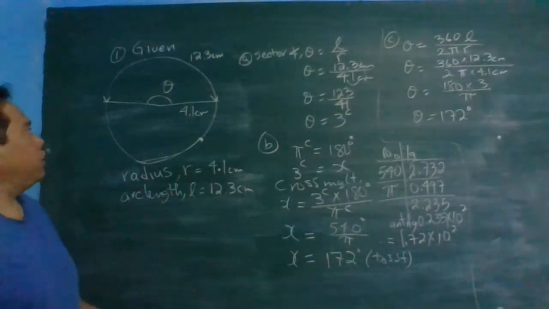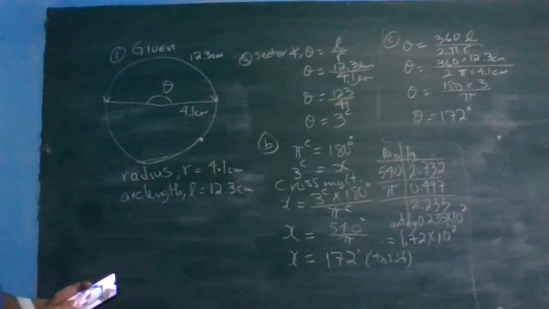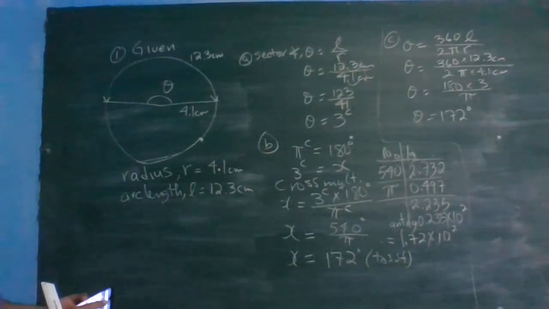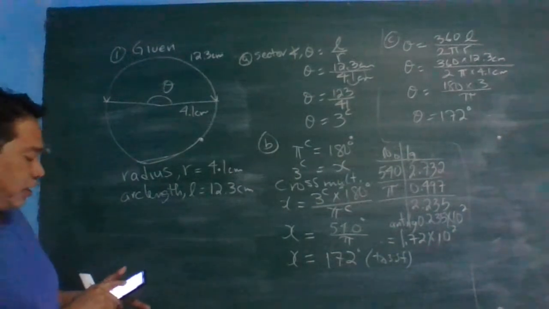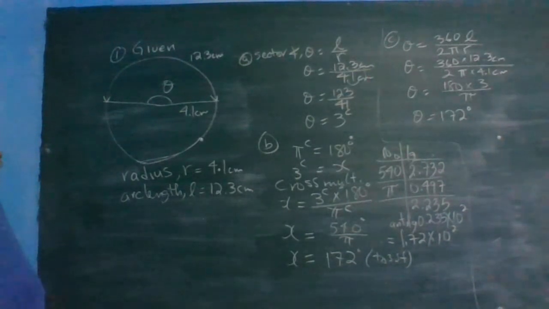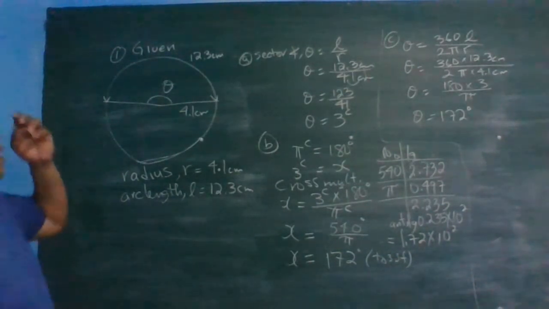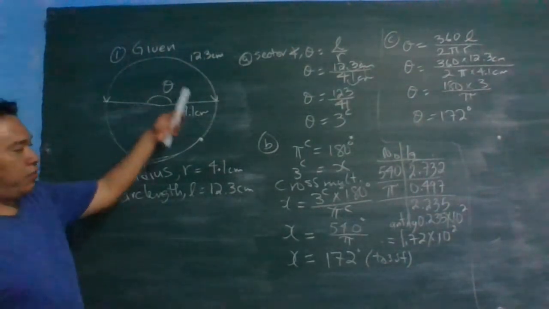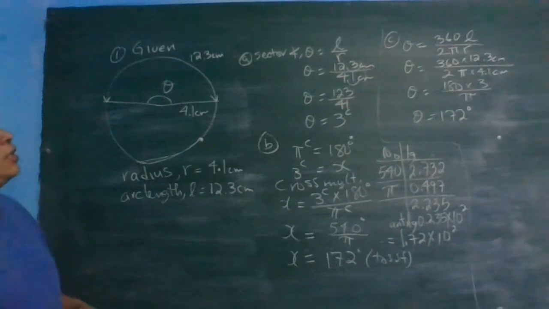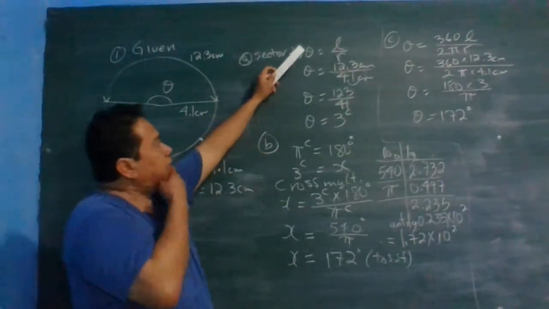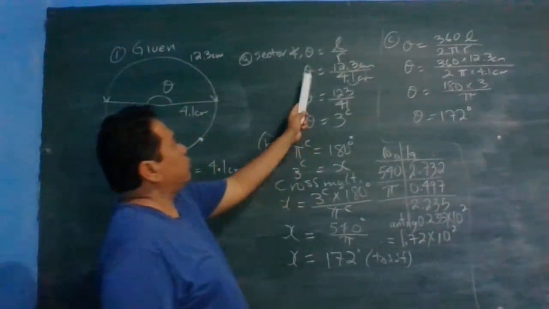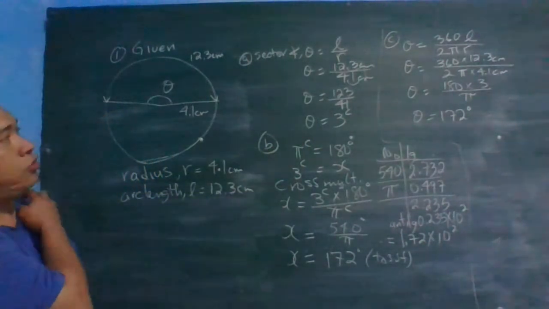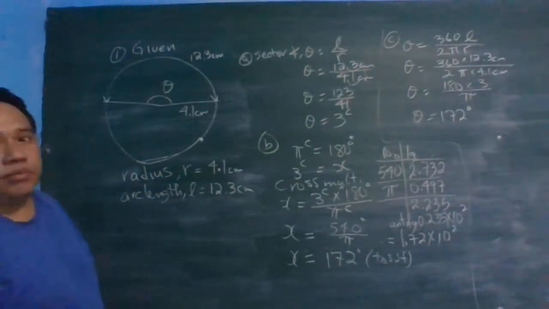Alright, so case 3. In this question it says, given that the radius of the circle is 4.1 centimeters and the arc length is 12.3 centimeters. So here we have our drawing with the details. It says that the sector angle theta is equal to L over R. So theta is equal to 12.3 centimeters over 4.1 centimeters.